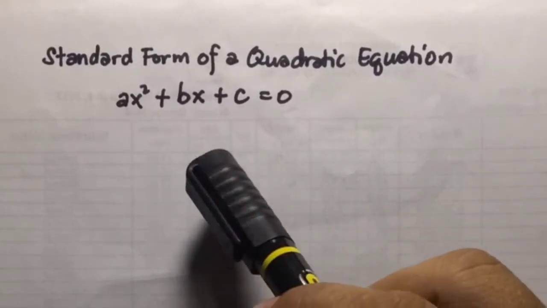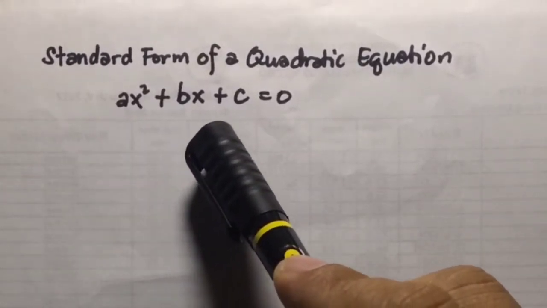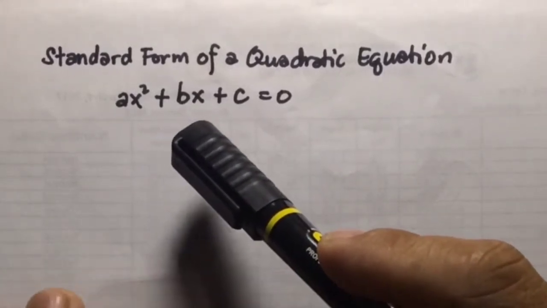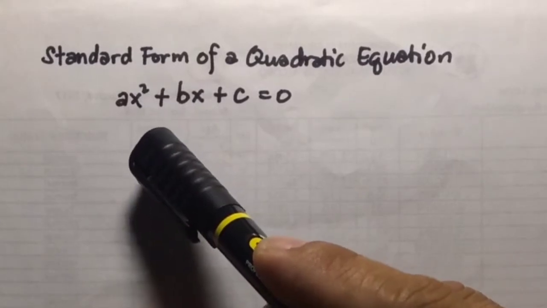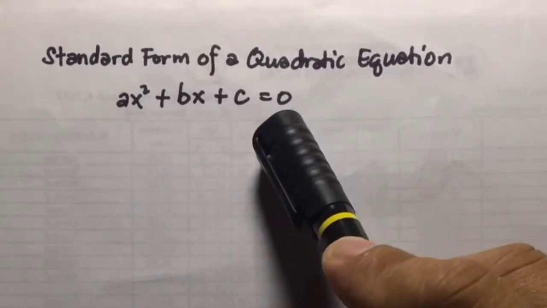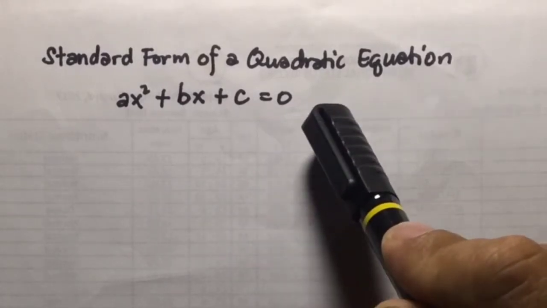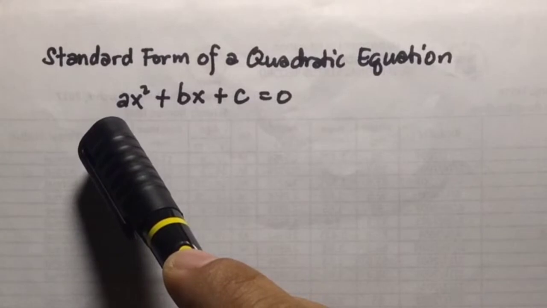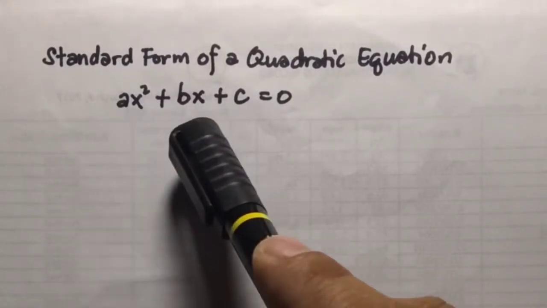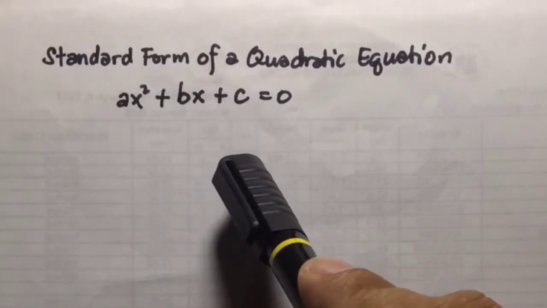The standard form of a quadratic equation is ax squared plus bx plus c equals 0. Therefore, if we're going to write a quadratic equation in its standard form, the right side should be equal to 0. So the right side of the equation will be 0, and the left side will have the quadratic term, the linear term, and the constant term.